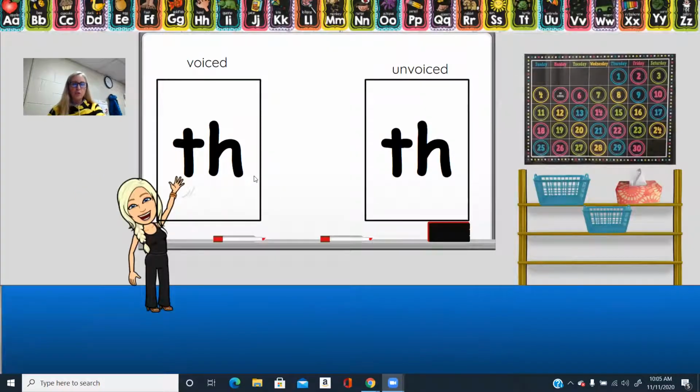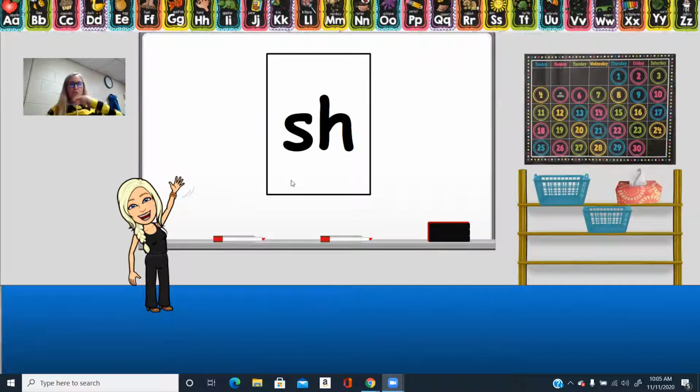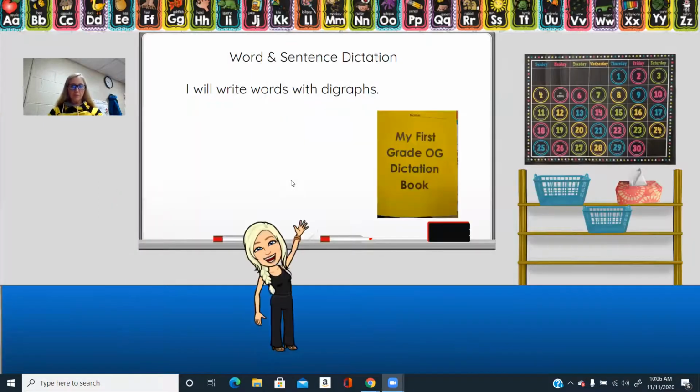We also had TH. We had the voiced and unvoiced. Voiced came through our vocal cords. Unvoiced was the air being pushed out between our teeth and our lips. SH. Shh. Remember, when you see these letters together in the digraph, we never divide them up. They always stay together to make that sound. CH. Ch.